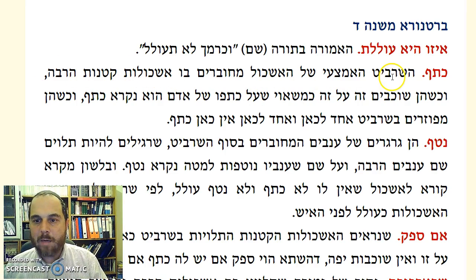The middle sharvit, the middle spine of an eshkol of grapes, a cluster of grapes, has a bunch of smaller spines attached to it. Ukeshen shochvin ze al ze, when they rest one on another, kimasui shal ktefo shel adam hu nikra katef, like the weight on a person, that's called katef. So the katef is like the shoulder.